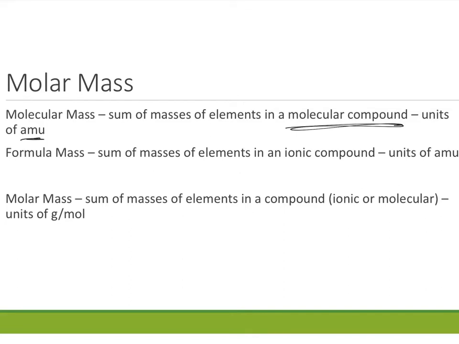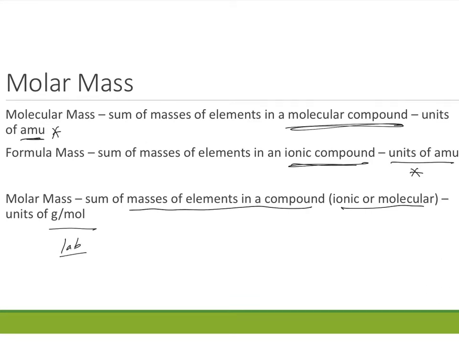Formula masses are the sum of elements in an ionic compound. Okay, so these are the units of AMU as well, since these are the sums of individual ions in the ionic compound. But the molar mass, this is the sum of the masses of all the elements in a compound. It doesn't matter whether it's ionic or molecular. It doesn't matter the type. The molar mass has units of grams per mole. Use AMUs when you're looking at single particles. Use grams per mole when you're talking lab quantities.